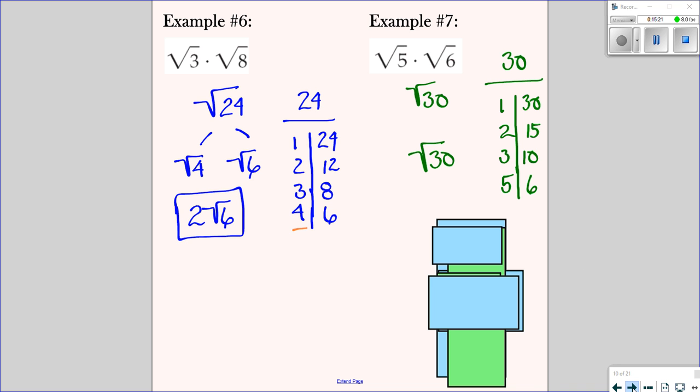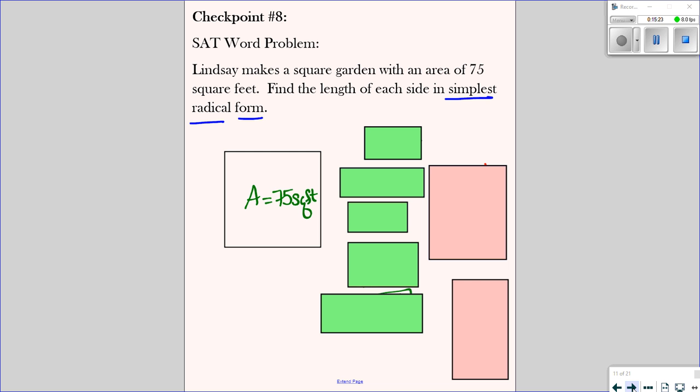All right, next one. We're going to do a word problem that deals with radicals. It says, Lindsay makes a square garden with an area of 75 square feet. Find the length of each side in simplest radical form. That means I don't want to see any decimals.